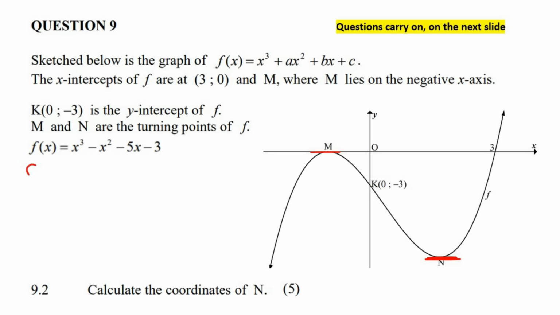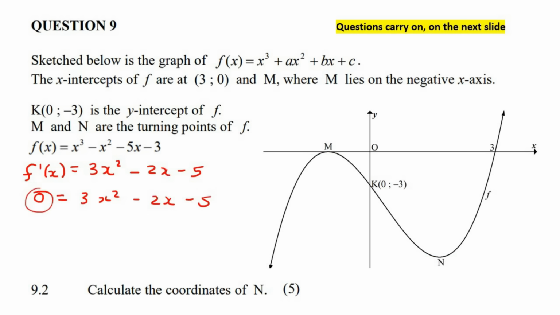So you take the first derivative, which is going to be 3x squared, take away 2x, take away 5. Because remember, first derivative means gradient. And we're going to make that equal to 0. We don't always make it equal to 0 every time we take the first derivative. But when you are finding turning points, then you do make it equal to 0.